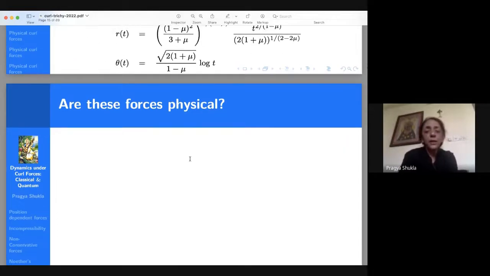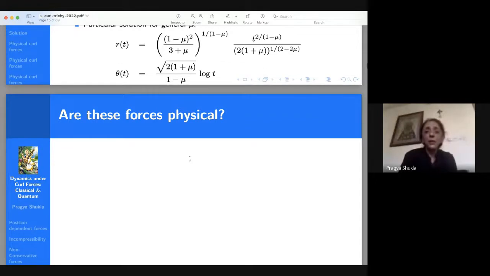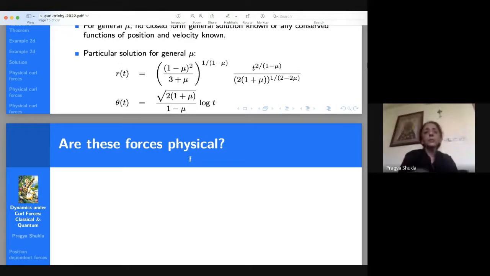So without getting into much depth of each idea, because there are so many ideas, I will just give you a flavor. So then comes the question: so far we have only discussed the mathematics. Question is, why should physicists bother about these forces? What is physical about these forces?